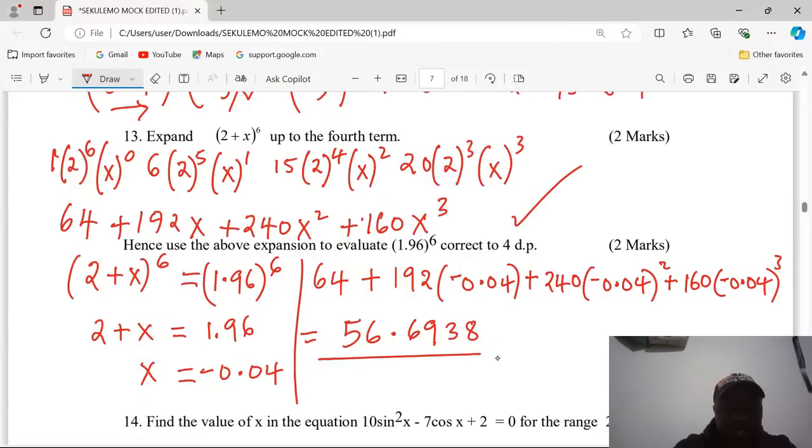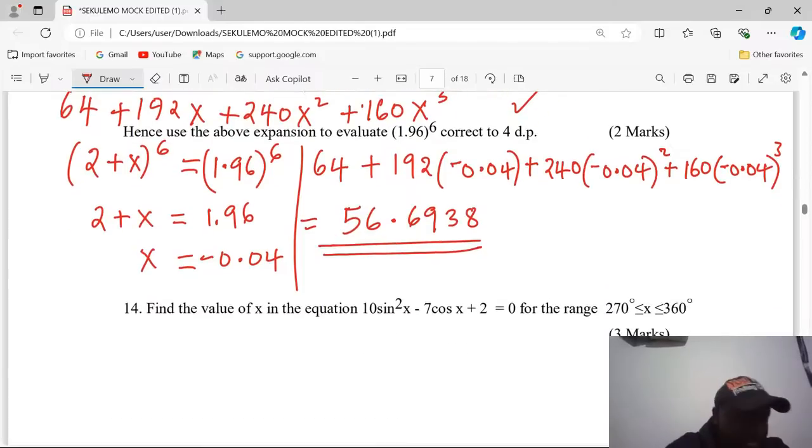These expansions are usually very close to the exact value. In case you take 1.96 and raise it to power 6 using the calculator, you get a value which is very close to what you are having here. For example, to 4 decimal places, I'm getting 56.6939, and what I have is 56.6938. So you can use such accuracy to know that you are already on the right track.